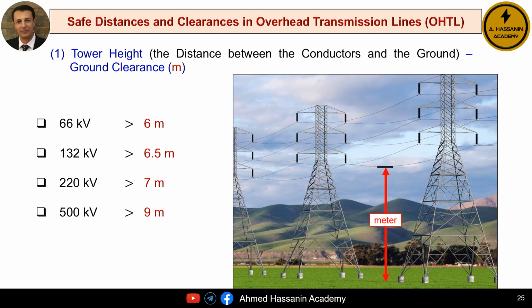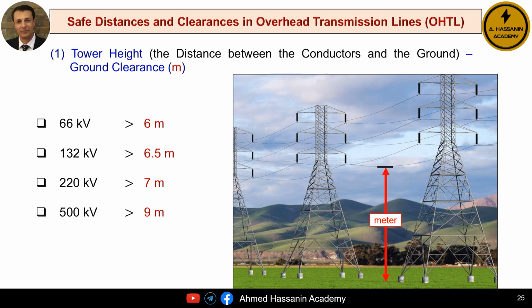However, in general, we find that international standard specifications have defined the minimum clearance height of conductors above the ground according to the voltage level, and of course, after taking into consideration the study of conductor sag. For example, in the case of an overhead line with a voltage level of 66 kilovolts, the height of the nearest point of the closest conductor from the ground must not be less than 6 meters. In the case of 132 kilovolts, it must not be less than 6.5 meters.